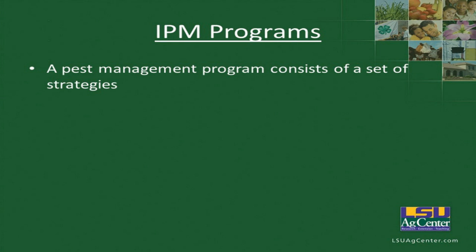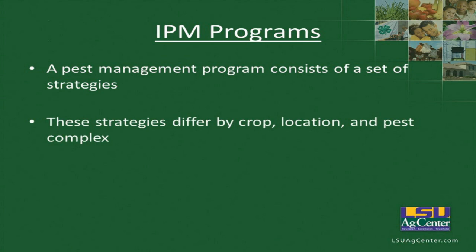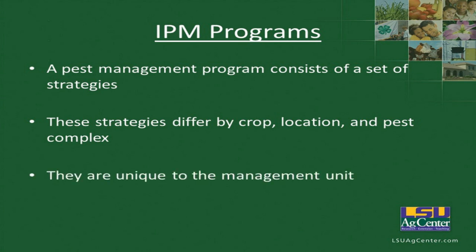IPM programs, a pest management program, consists of a set of strategies. These strategies differ by crop, location, and pest complex. What I do in corn is not going to be the same as when I'm sampling for pests in soybeans. They're unique to the management unit, so each area is going to have a different sampling program based on what pests are going to be in that crop and the crops that you are growing.